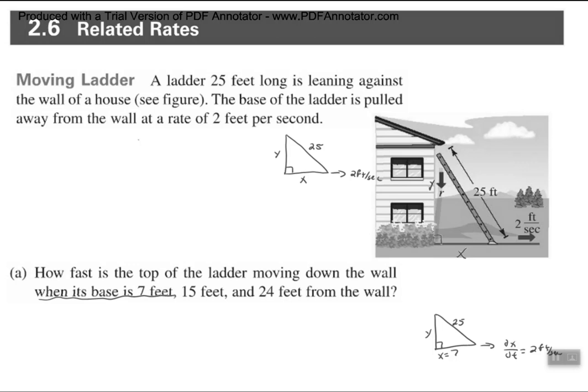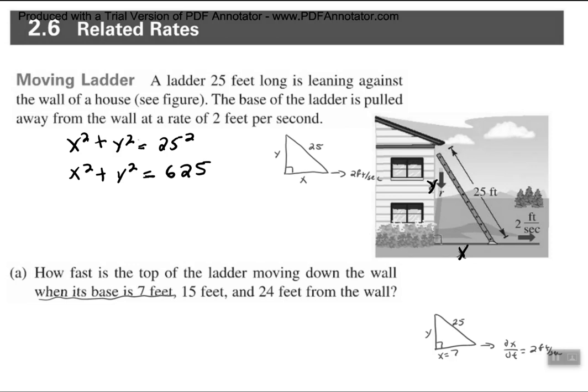All right, so the first thing we want to do is to create an equation. And since we're looking at length and distance, we're going to use the Pythagorean theorem. So we have x squared plus, we'll call this up here y squared, and x squared plus y squared equals 25 squared, or x squared plus y squared equals 625.